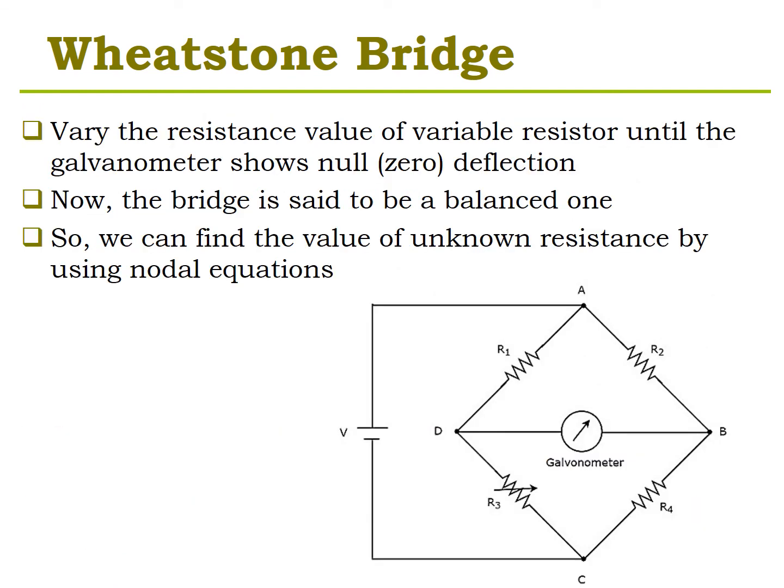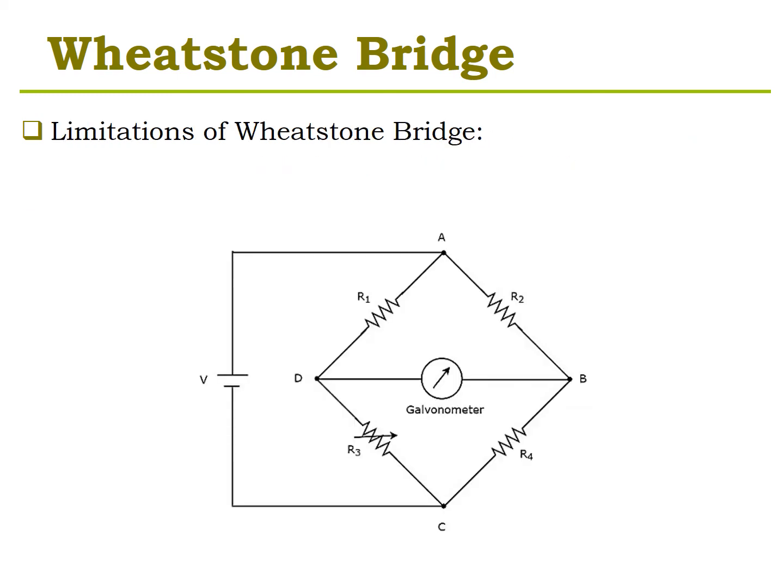So for this we would try to tune our resistance till we get a null deflection, then we'll say that the bridge is balanced, and depending on the conditions we would try to find out the value of unknown resistance using nodal equations. Once we are done with deriving the expression, we would look into the limitations of Wheatstone bridge. We would be expressing Wheatstone bridge using the Thevenin equivalent to determine whether the galvanometer has the required sensitivity to detect that unbalance or not, and then we would be concluding the session for the day.